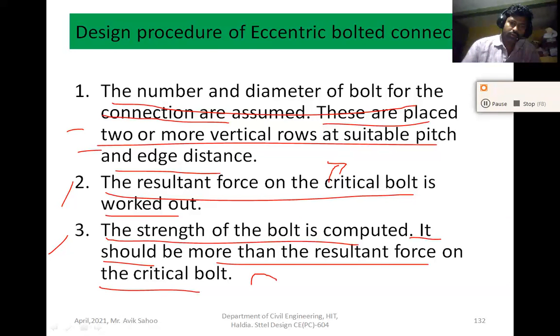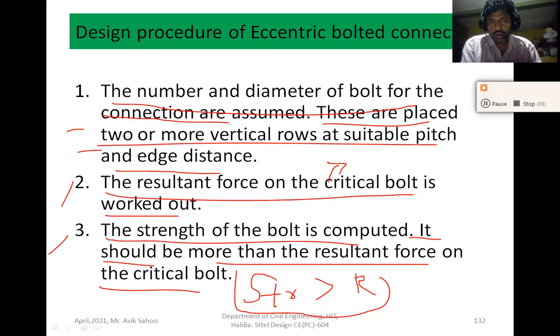So I just write here that this is the strength of the bolt. This is a design condition: it should be more than the resultant force induced on the critical bolt. So this criterion you have to check. If it is less, then what happens? Then the bolt has failed, so your connection is failed if the strength is less than R. The strength should be adequate and should be more than the resultant forces induced in the critical bolt.